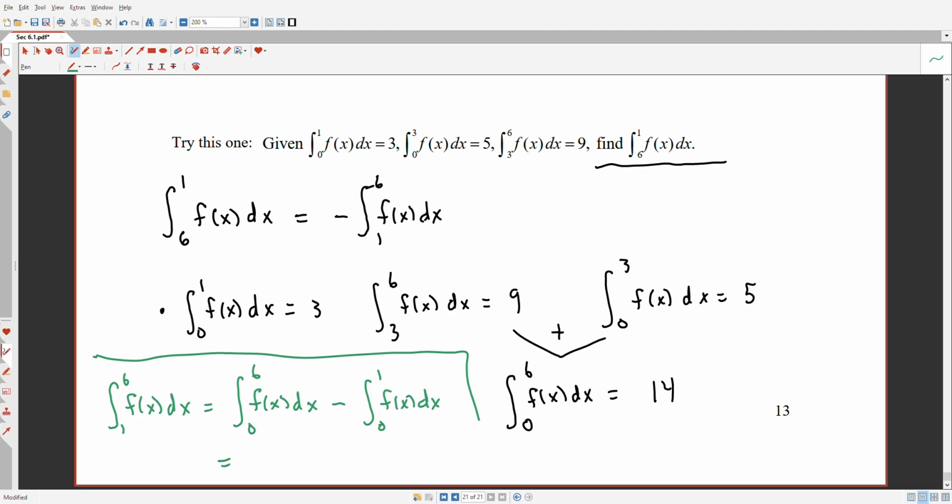So from 0 to 6, we just found is 14. From 0 to 1, we were told is 3. So this is 14 minus 3. This is 11. So the integral from 1 to 6 is 11. So finally, the integral we're after is negative 11.